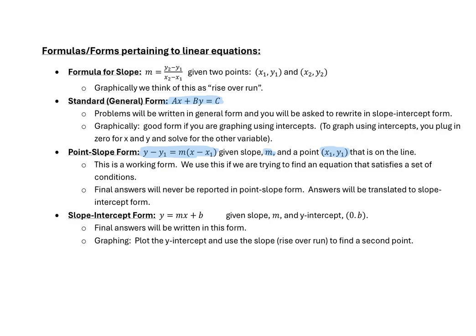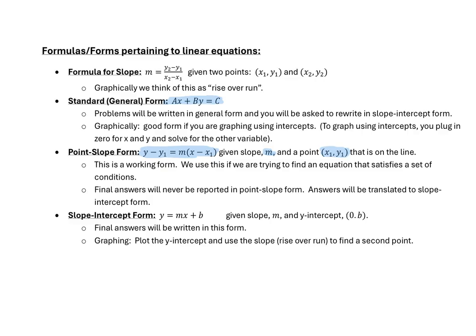Again, final answers will never be reported in point-slope form. We will want to translate to slope-intercept form. In order to do that, we distribute the slope, and then we subtract the number that's with the y from the left side to the right.